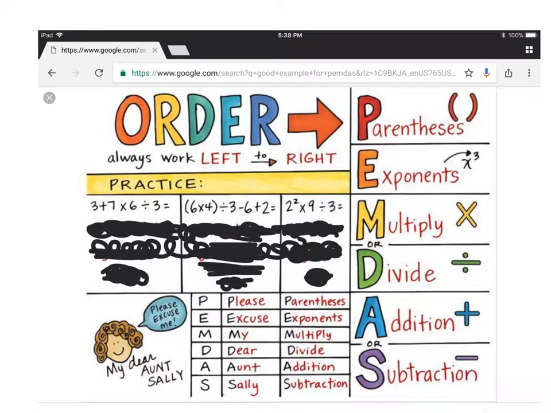So, what you're looking at here is a picture of PEMDAS, which is what we covered in class today. Parentheses, exponents, multiply or divide, add or subtract, and this is the order of operations. The key things to remember here are to always work from left to right. That's very important. And also to take your time with these because some of them get kind of complicated. You can see I've blacked out the answers here. I want you to try these on your own.